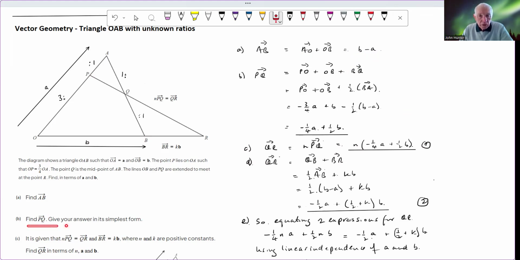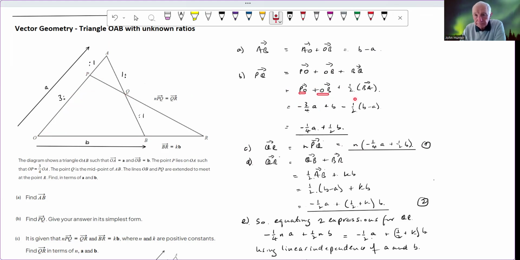Part B, find PQ. Similar thing: PO to OB to BQ is the same journey as PQ, isn't it? From P to Q via O and via B. We want this vector down here, but if we go down this route, then we've got the same vector. So let's have a look. We know OP is 3/4 of OA, so PO is minus 3/4 of OA. We're all good with that.